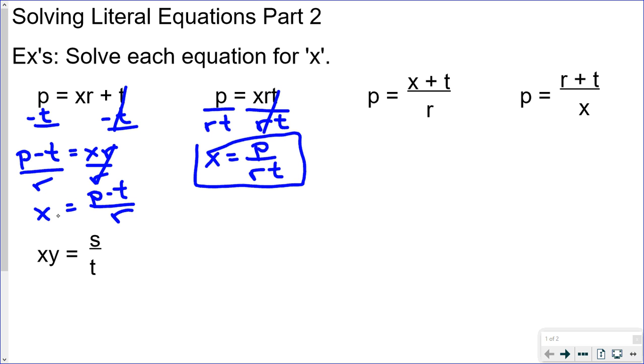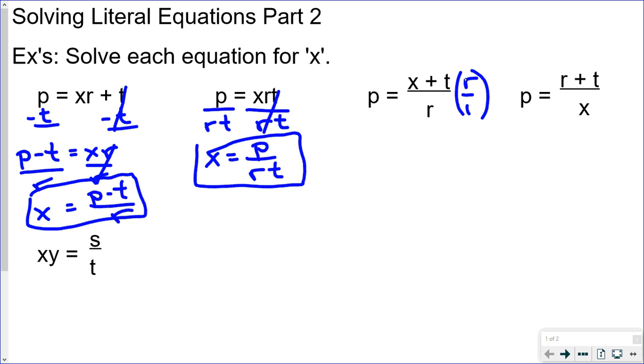Put a box around these so you know those are the answers. All right, on this next one, try to get the x by itself. So I have addition here, and I also have division. If you go back to solving two-step equations, when you have an equation like this with numbers, the first thing you want to do is get rid of this fraction. So I want to get rid of this r in the denominator. I do that by multiplying both sides by r.